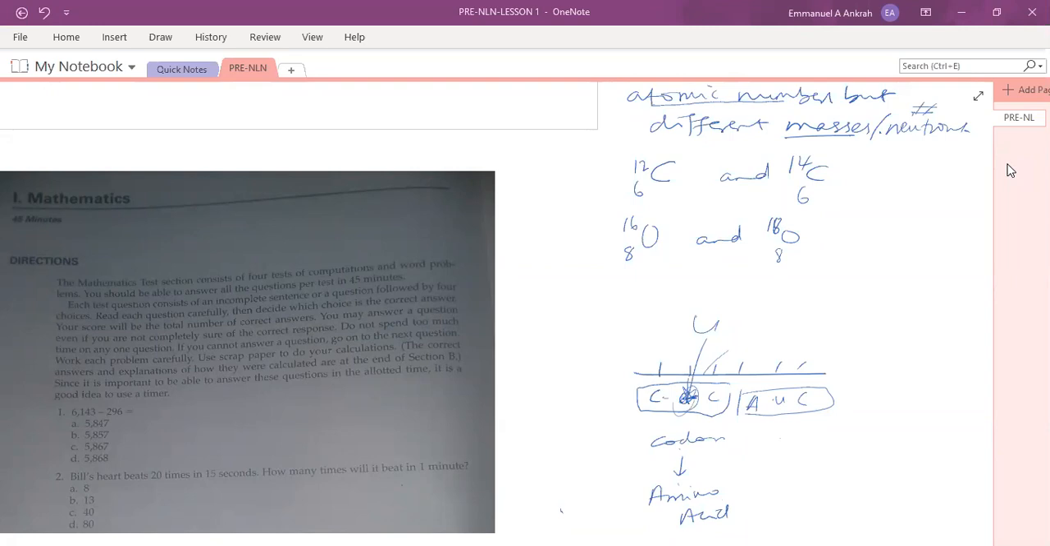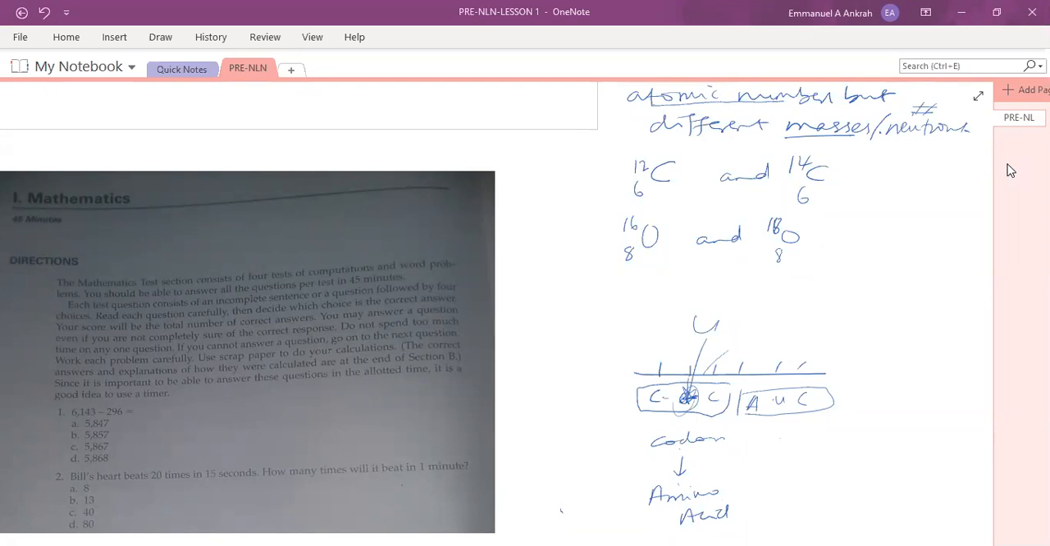Ribosomes, correct, ribosomes. So ribosomes, the function is for protein synthesis, right? So again, have the picture of the cell in your mind. You like the cell a lot. Ribosomes.